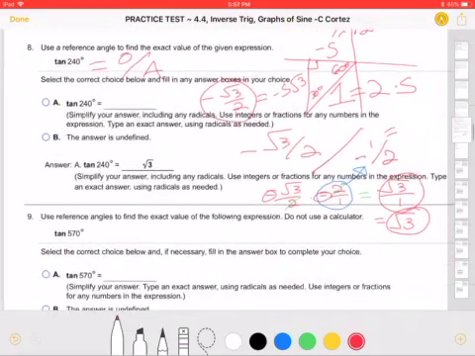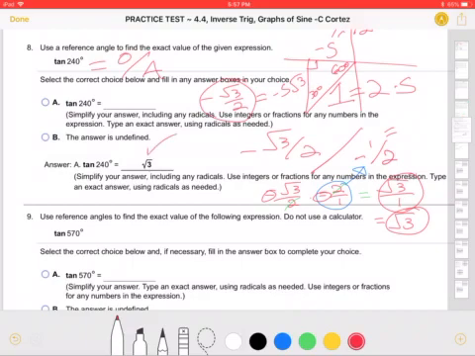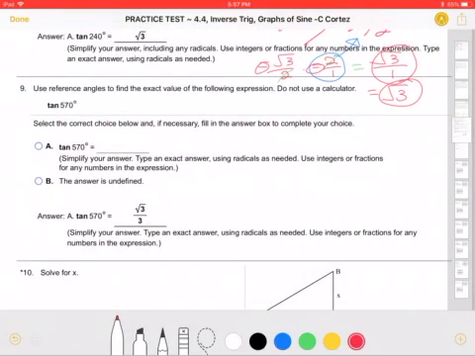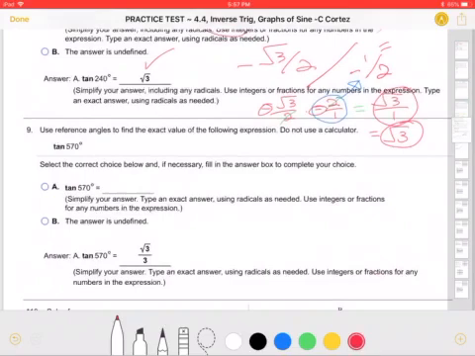So note that if you were going to try and use your calculator for this, chances are it's not going to kick you back square root of 3. So actually sketching this problem out is going to be pivotal for you. So don't just rely on your calculator. It even says here that you can use radicals as needed, use integers or fractions, but not a crazy decimal.